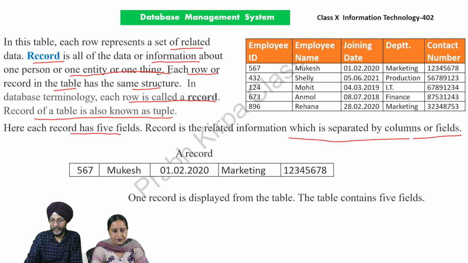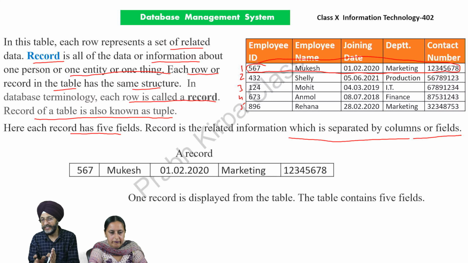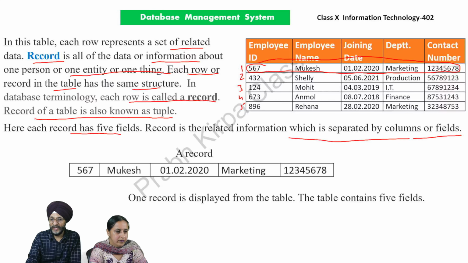In this table, you can see that there are 5 records or 5 rows. These are the rows: 1, 2, 3, 4, 5. These are 5 rows. All these rows are also known as tuples or records. In case of a table, the information is separated from each other by columns. These are the rows, and the information is divided by columns.